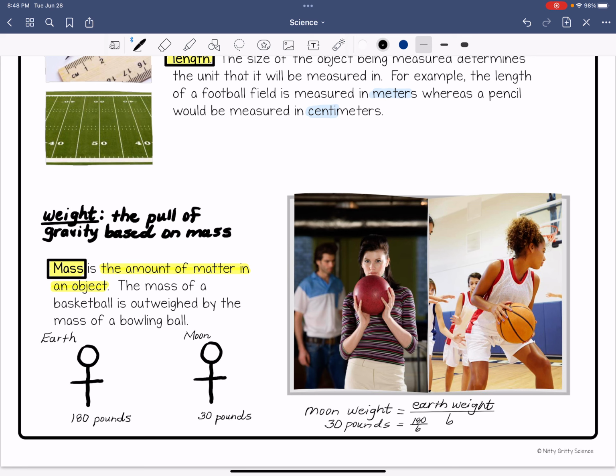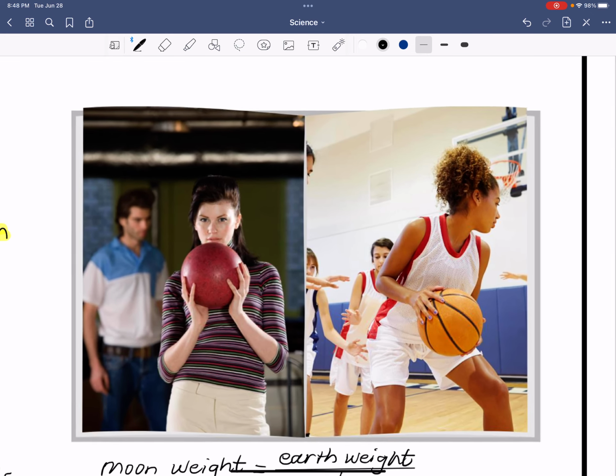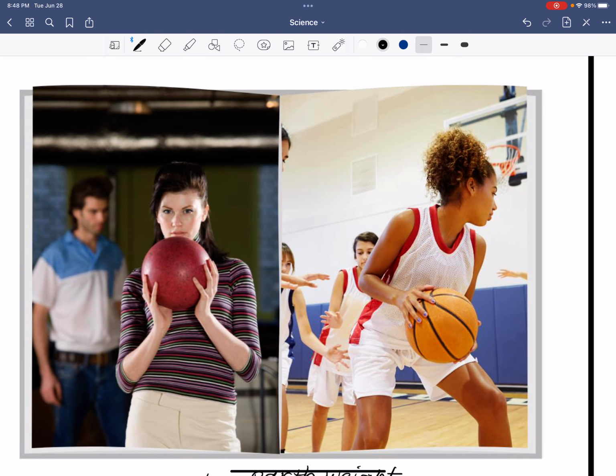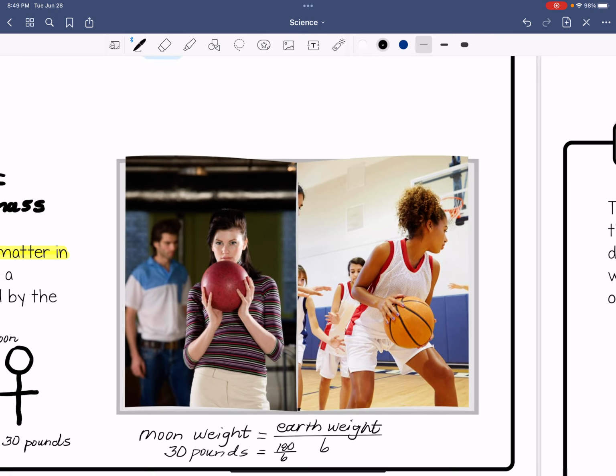Okay? So that's why, if you look at this picture of these high school kids, you have this basketball and this bowling ball, and they are approximately the same size. Just like Neil Armstrong on the Earth and on the moon. They're the same size objects. But the bowling ball has a much greater weight because it has more mass. It's more solid than the basketball. The basketball's filled with air. The bowling ball is filled with more dense material.